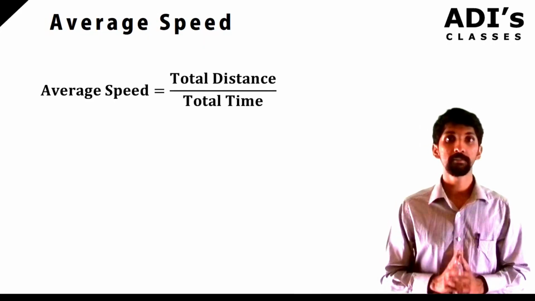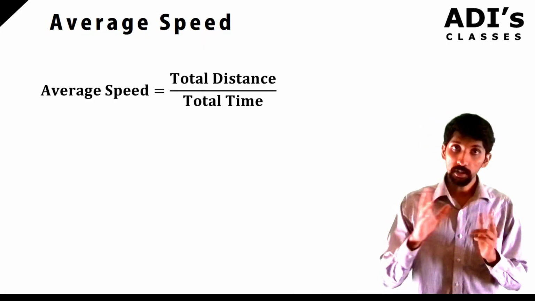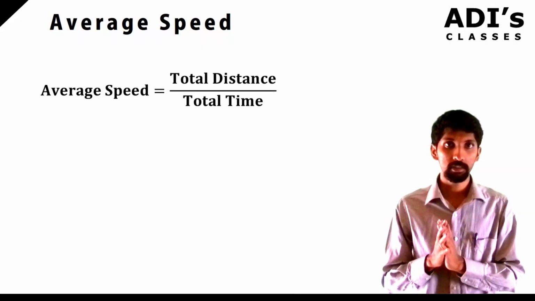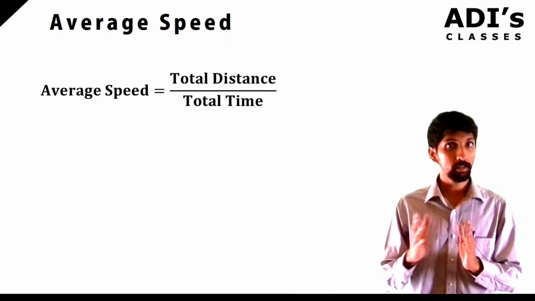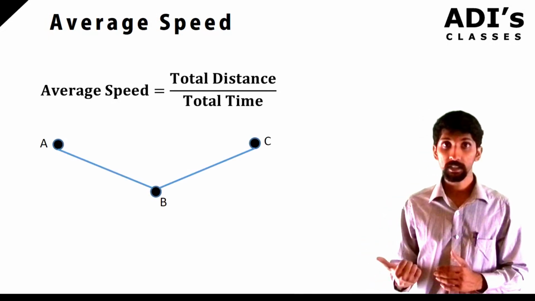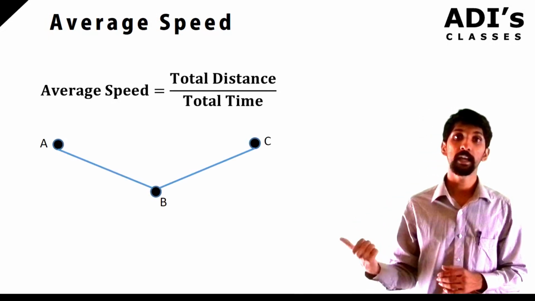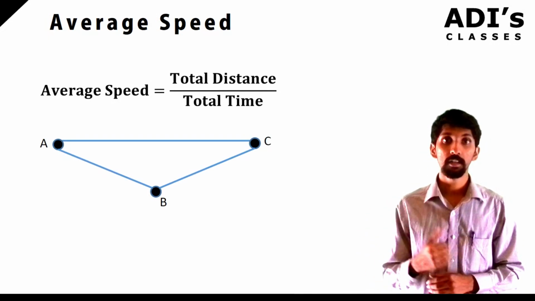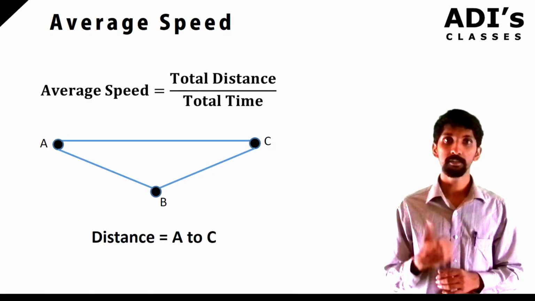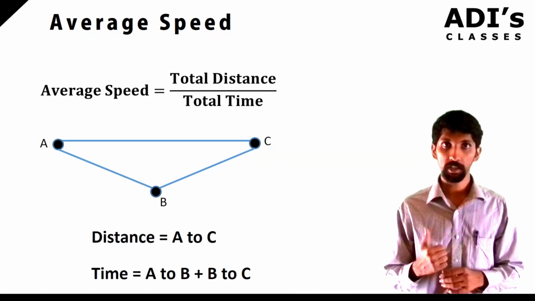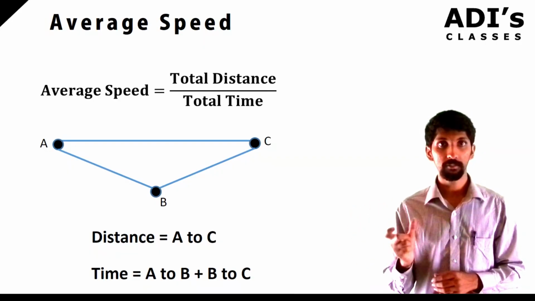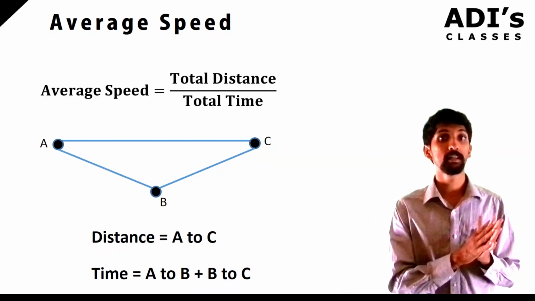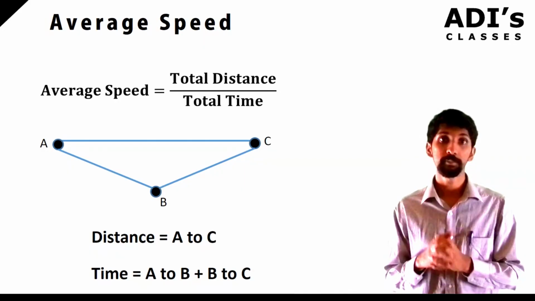Average speed is basically the total distance the body covers divided by the total time taken. Total distance by total time. See, in this case, the car is moving from A to B, then B to C. Now, total distance is A to C, and the total time taken is the time from A to B plus the time from B to C. This is what we call average speed.